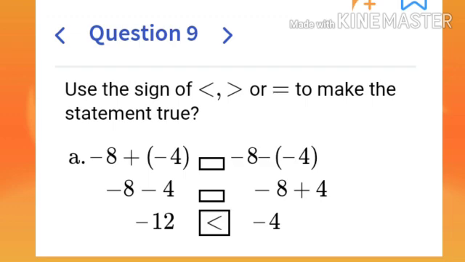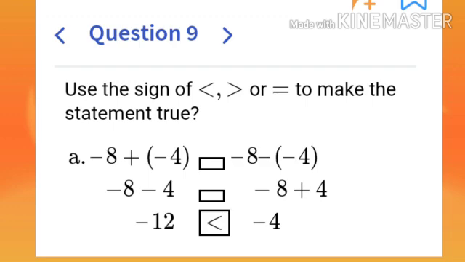Therefore, minus 8 plus of minus 4. The procedure is we have to add the two negative numbers. What are the negative numbers here? Minus 8 and minus 4. Add the two numbers, 8 plus 4, 12. Which is the greater number here, 8 or 4? 8 is the greater number. Put the greater number's sign. Therefore, the expression minus 8 plus of minus 4 is minus 12.